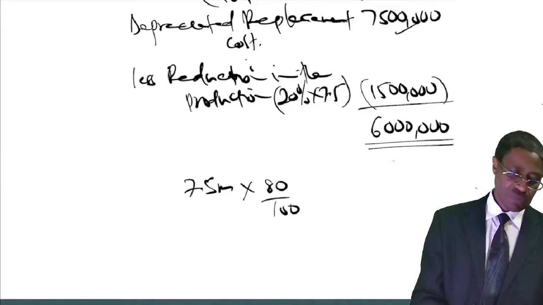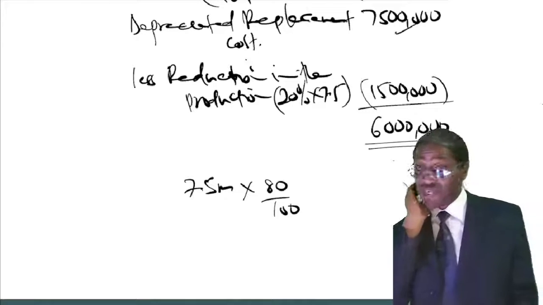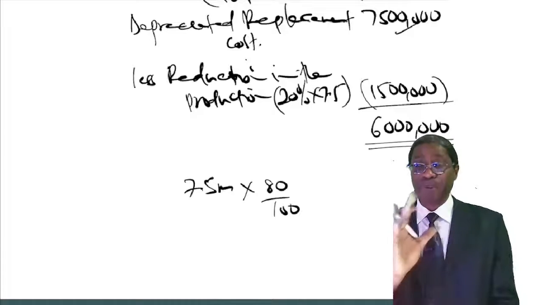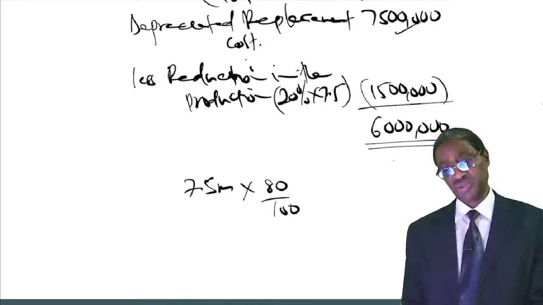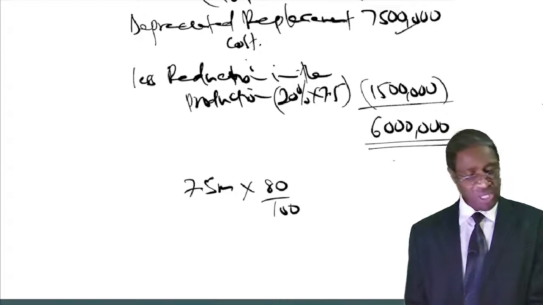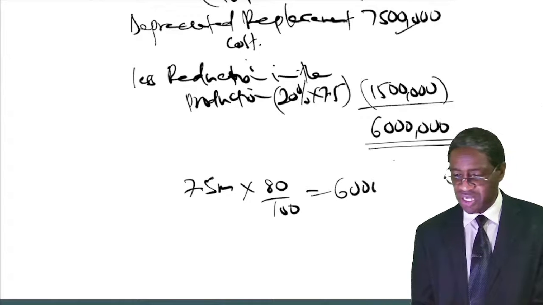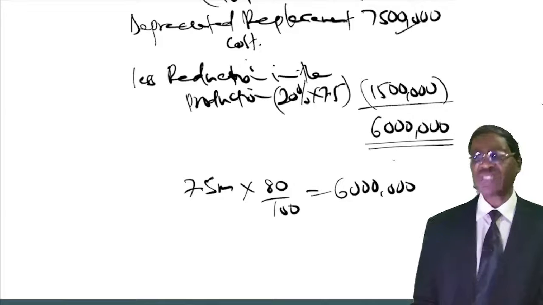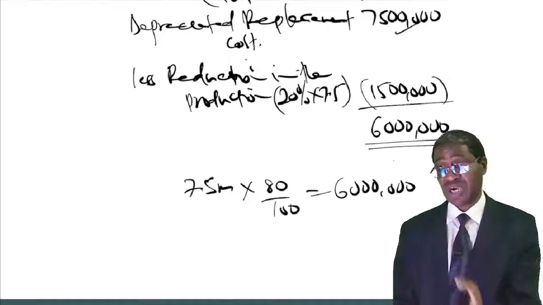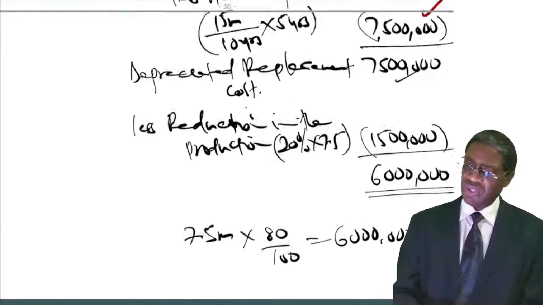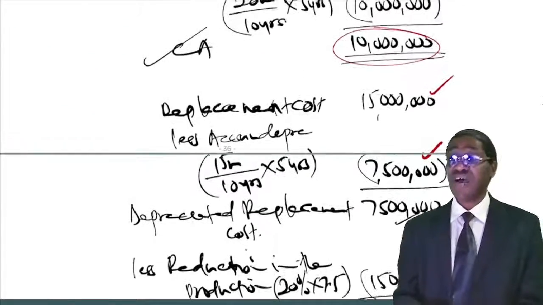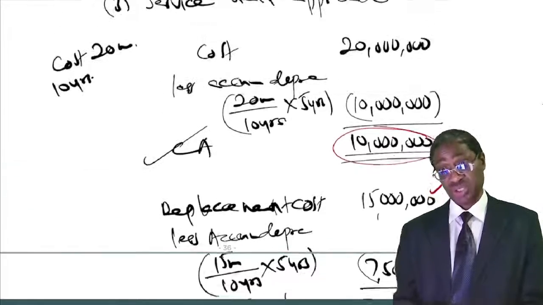Instead of subtracting the reduction in the efficiency, you can take the proportion of the remaining service potential, which again I can see is 6 million. That's how we compute value in use using this third method, which we are calling the service unit approach.